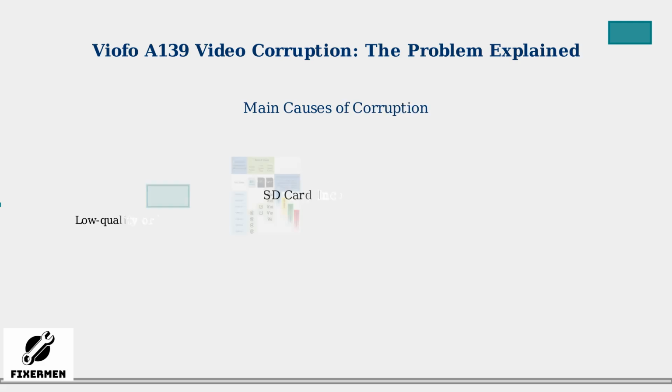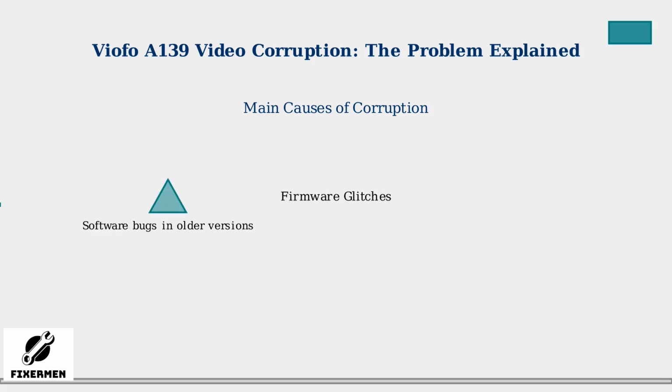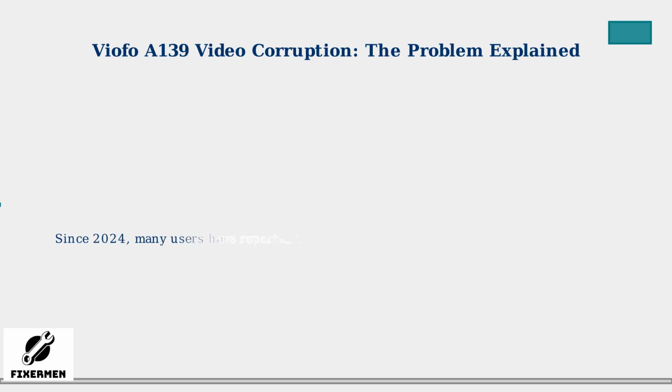One major cause is SD card incompatibility. The A139 requires high-speed, reliable microSD cards. Using low-quality or counterfeit cards leads to write errors during recording. Power supply issues, such as sudden interruptions or unstable connections, can corrupt ongoing video writes. Firmware glitches, particularly in older versions, can cause buffering problems, leading to corruption. This problem has been widespread since 2024, affecting numerous A139 users. Fortunately, solutions and fixes have been developed as of March 2026.